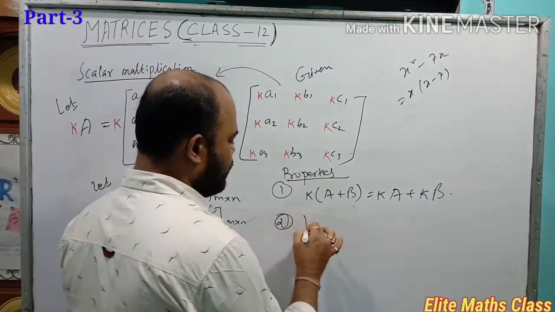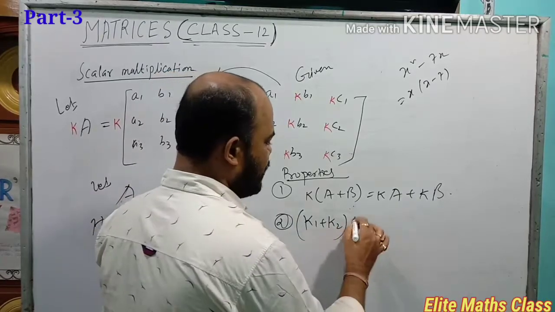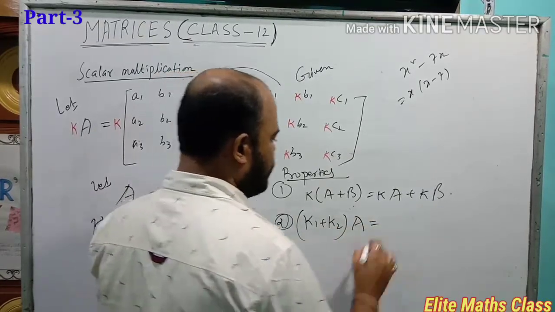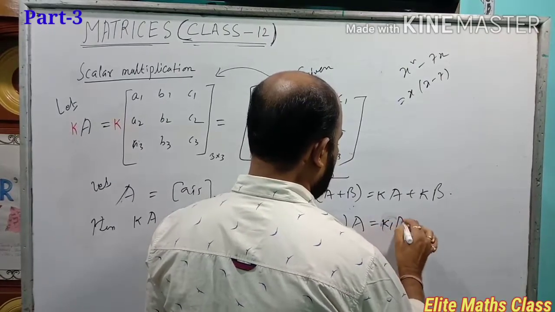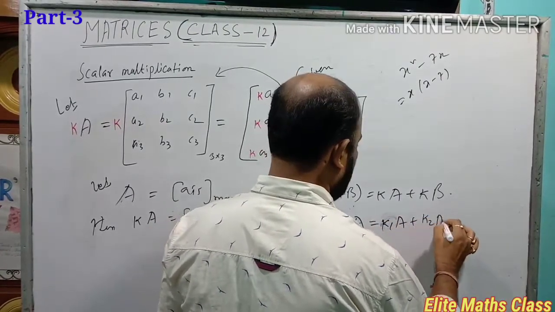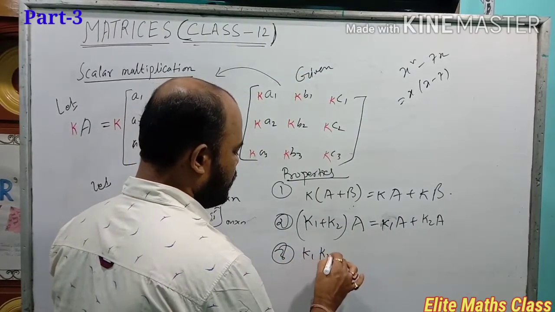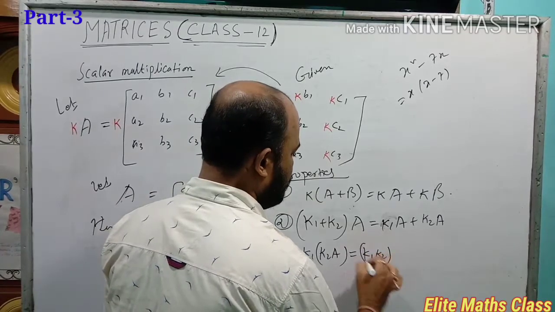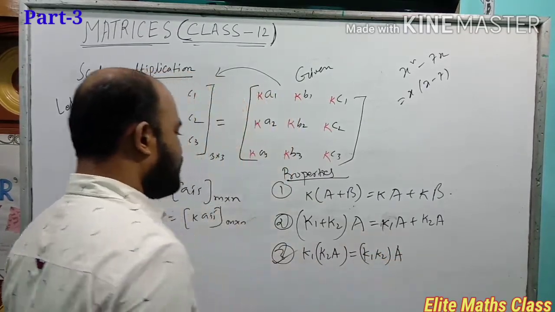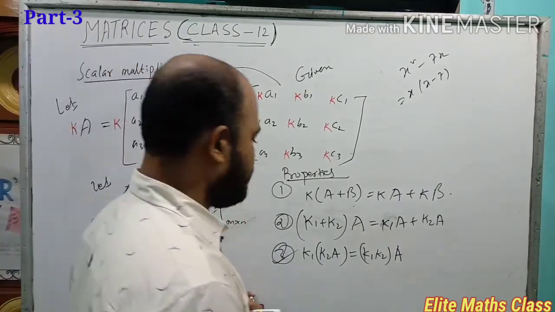Second thing, for a single matrix, say two scalars K1, K2 and a single matrix A are there. Then what will be the resultant? It will be K1 into A plus K2 into A. Another property is (K1 K2) into A, which is equal to K1 into (K2 into A). These are the same thing. So these are three very simple properties of scalar multiplication.